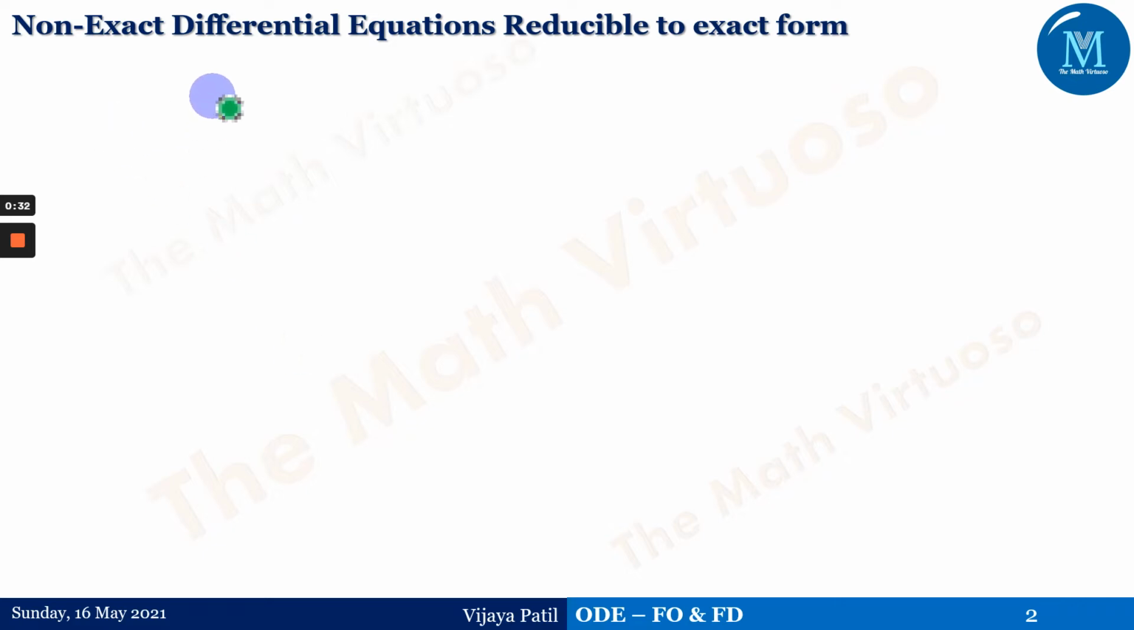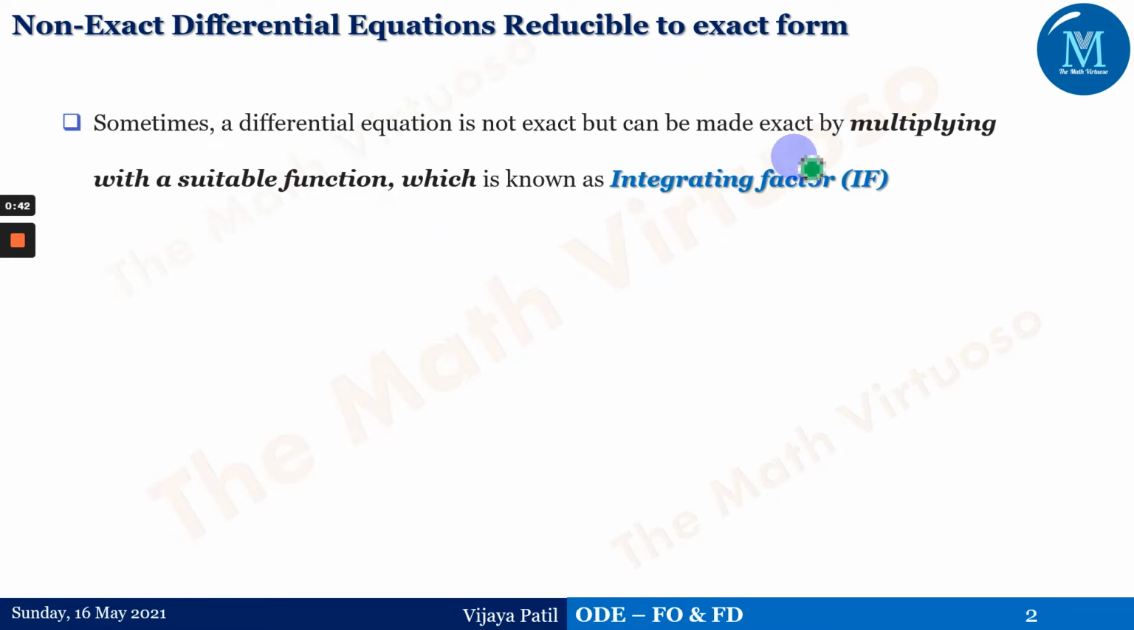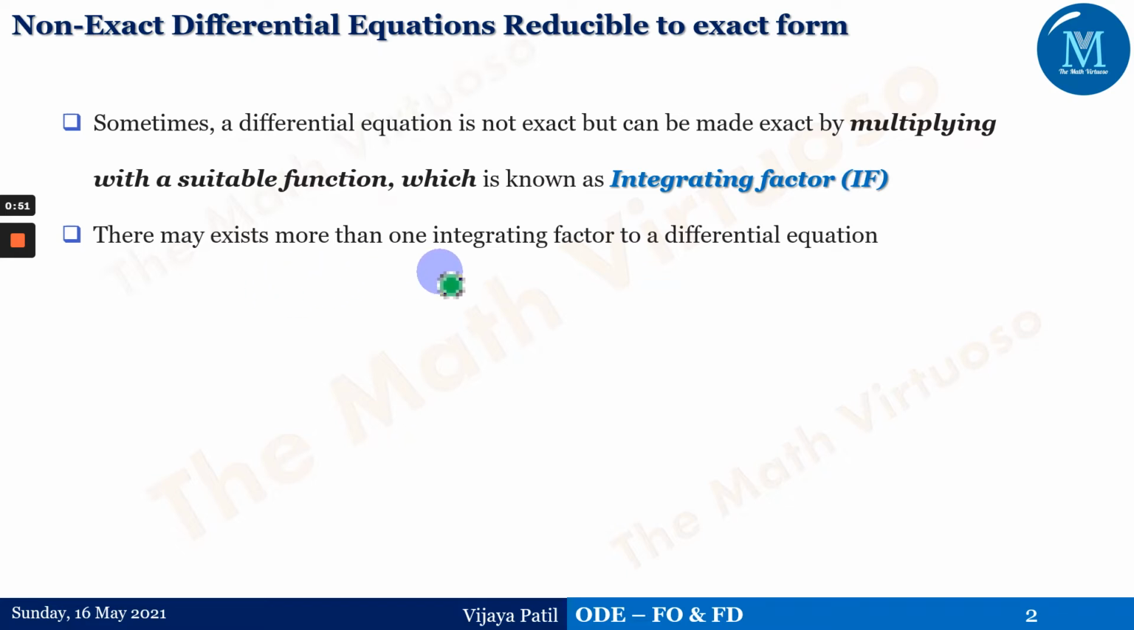Now, what exactly is a non-exact differential equation reducible to exact form? When the differential equation is given to us as non-exact, we can reduce it to the exact form by multiplying with a suitable function which is known as the integrating factor, and we will abbreviate it as IF. Now, there might exist more than one integrating factor for a differential equation.